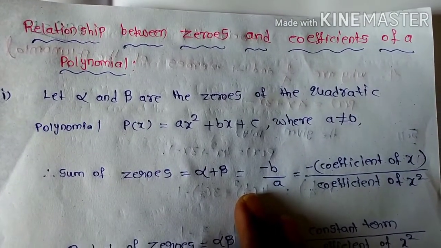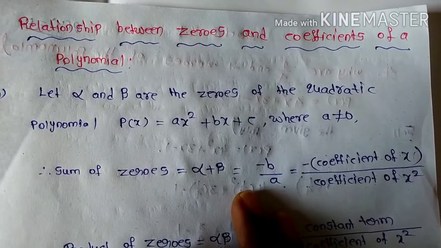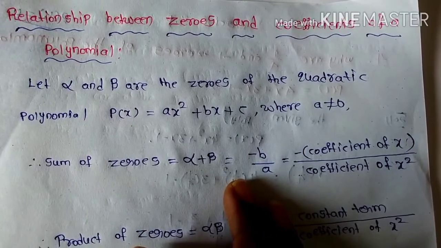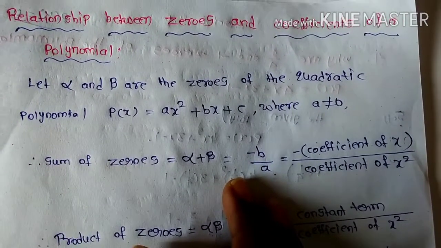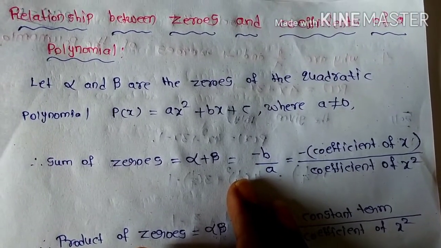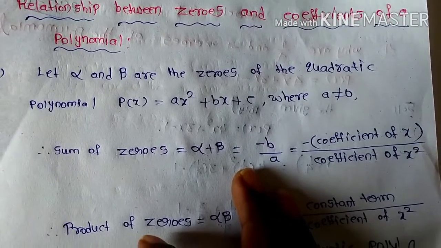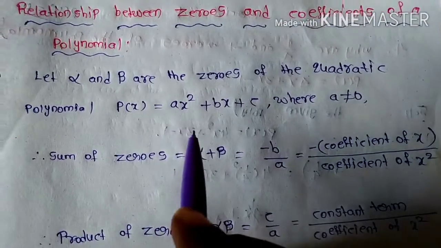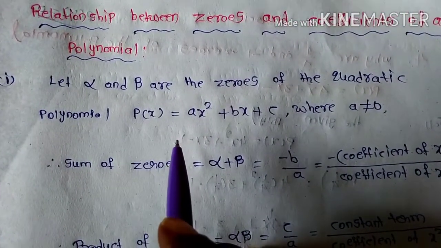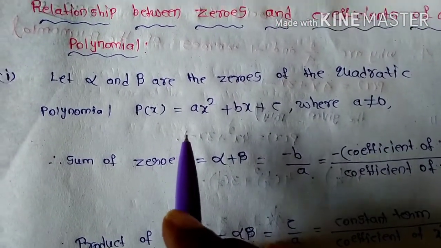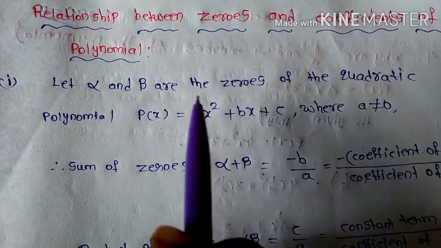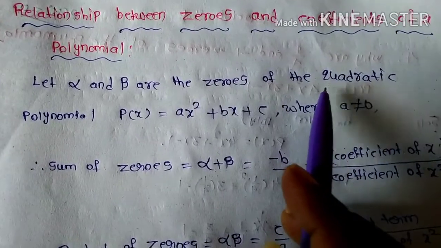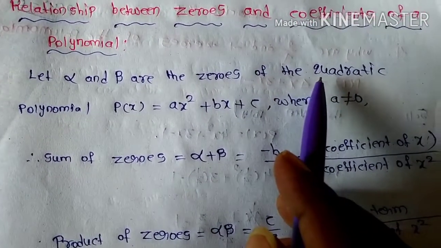Now you can see a relationship between zeros and coefficients of a polynomial. These are very very important in our exercise problems, so you have to learn and remember this one. See here polynomial, first of all I am discussing with you quadratic polynomial. After that I will discuss with you cubic polynomial. You know that a quadratic polynomial has at most 2 zeros. Yes or no? At most 2 zeros.